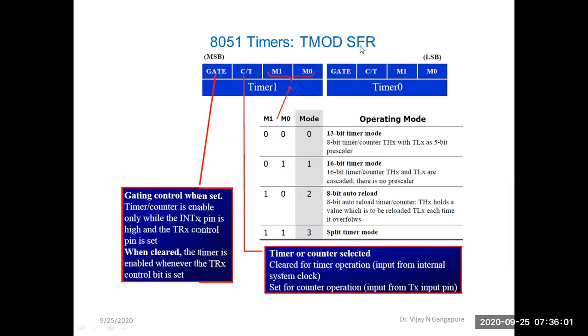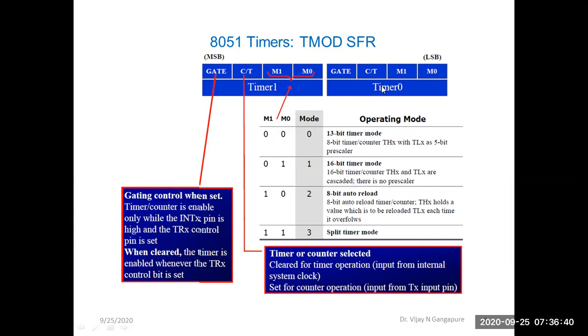So first, that is the TMOD SFR, timer mode control SFR. It is obviously an 8-bit SFR. Here this is the format of this TMOD SFR. The lower 4 bits, that is from bit number D0 to D3, D0, D1, D2, and D3, are used to configure timer 0, and the upper 4 bits, that is bit number D4, D5, D6, D7, are used to configure timer 1.